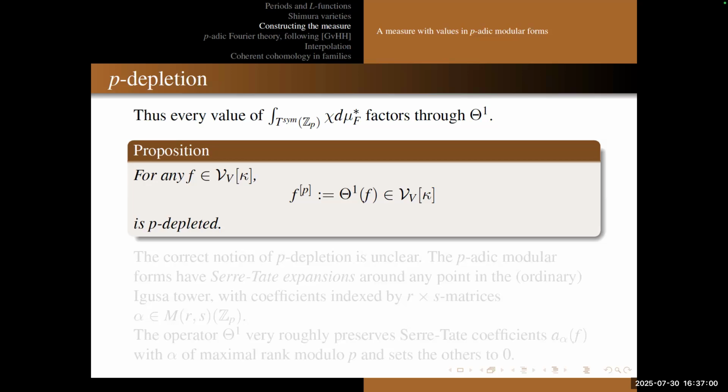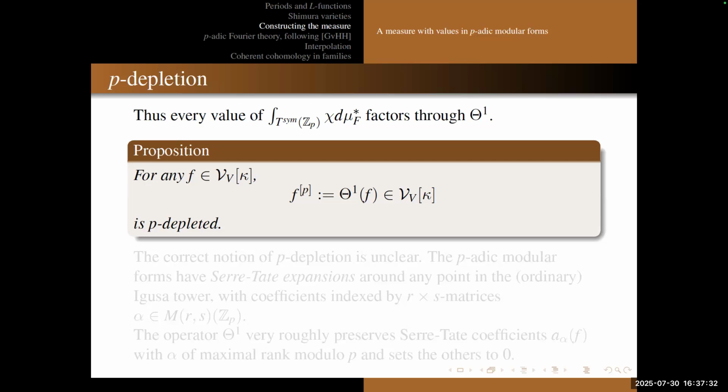It says that the image of theta 1 is p-depleted. Now this has a concrete meaning in the classical theory of p-adic modular forms. You take your classical modular form, an eigenform, and replace it by the one that only has the Fourier coefficients a_n where n is prime to p. And that is a modular form. You can write it by a simple formula.